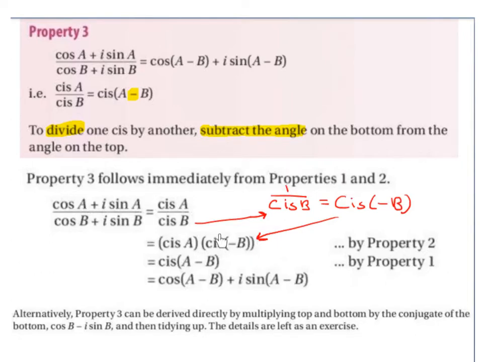So here we are multiplying two cis's, so we add the angles. So A plus minus B is A minus B, and cis of A minus B is really cos of A minus B plus i sin of A minus B, which is what we stated at the start. Alternatively, property 3 can be derived directly by multiplying top and bottom by the conjugate of the bottom, cos B minus i sin B, and then tidying up.